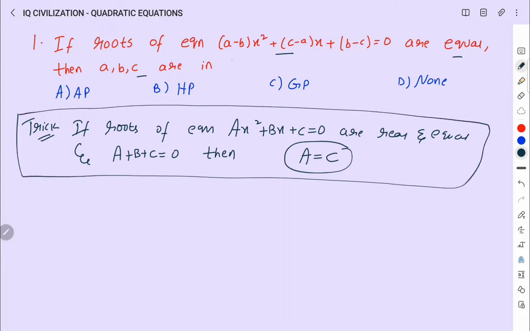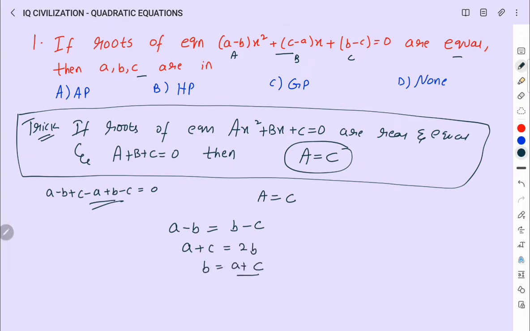Okay, so according to our question, (a minus b)x square plus (c minus a)x plus (b minus c) equals 0. So this is a, this is b, and this is c. So first I will verify that a plus b plus c. See, I am getting a 0 here. So my condition here is a equals c. So what is a here? a minus b is equal to, what is c here? b minus c. So b I am sending to the other side. a plus c is equal to 2b. So b is equal to (a plus c) by 2. So this is nothing but AP.